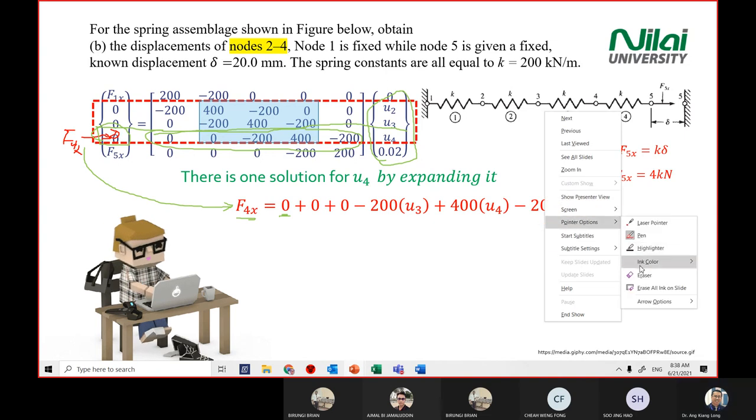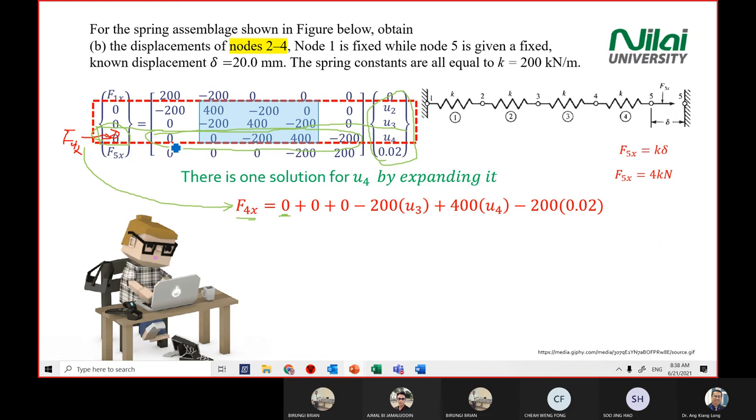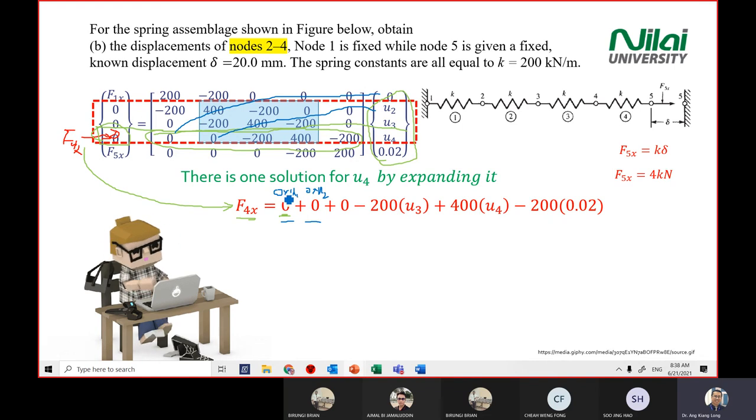Okay. Then 0 times 0, you get 0, plus 0 times u2, you get 0. This is 0 times u1. Your u1 is 0, so 0. The third one is negative 200 times u3. So you get this one. So 400 times u4, you get this one. Negative 200 times u5, you get this one.